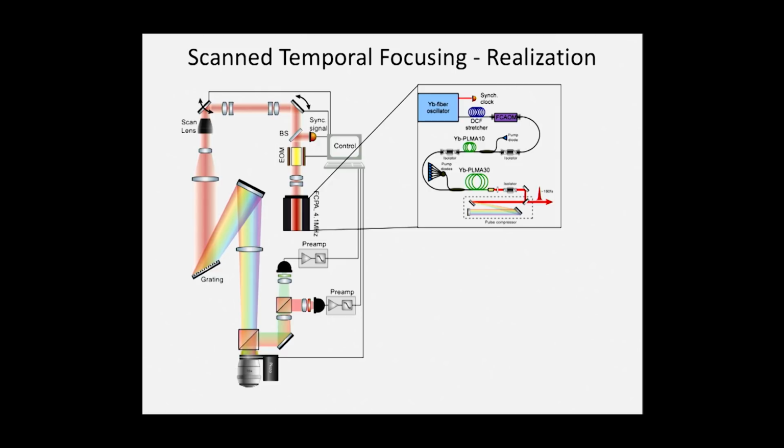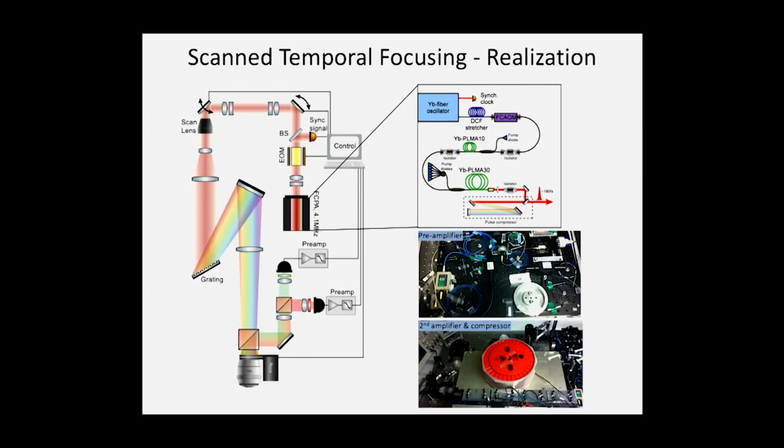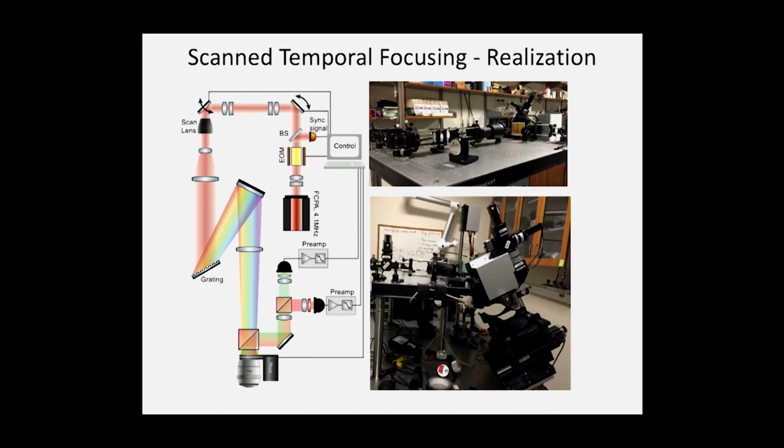So we now collect the fluorescence, instead of on a camera, from each of these point spread functions on a PMT, and the acquisition is synchronized with the excitation. So we are running in the domain of only one pulse per pixel. This is just an impression of the home-built laser and its integration into the scanned temporal focusing microscope.